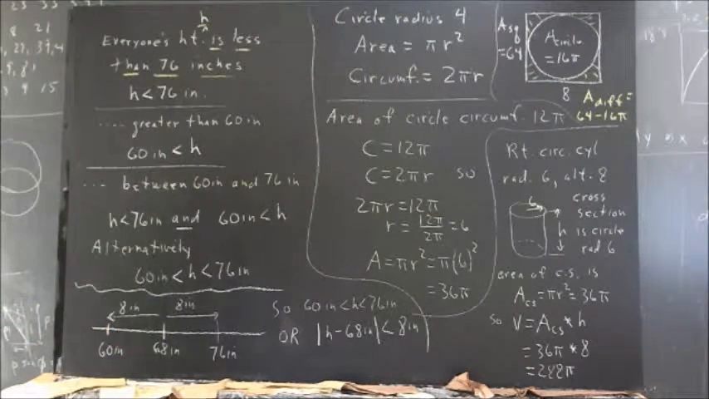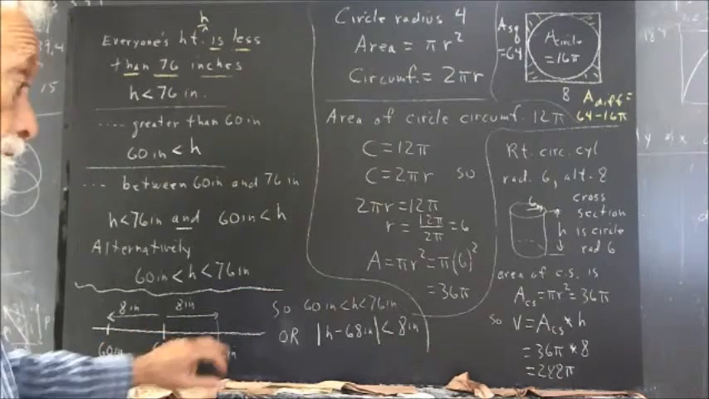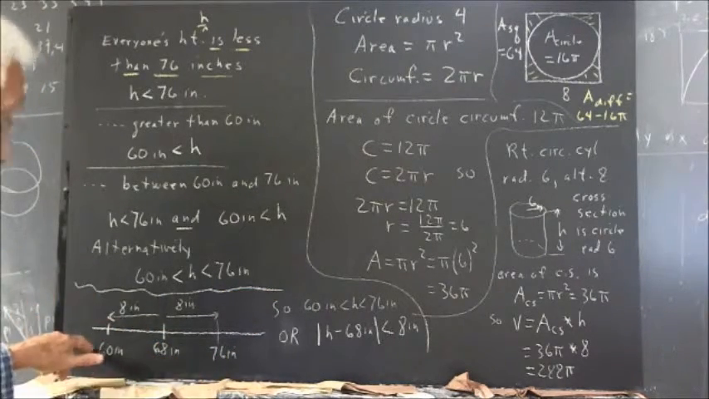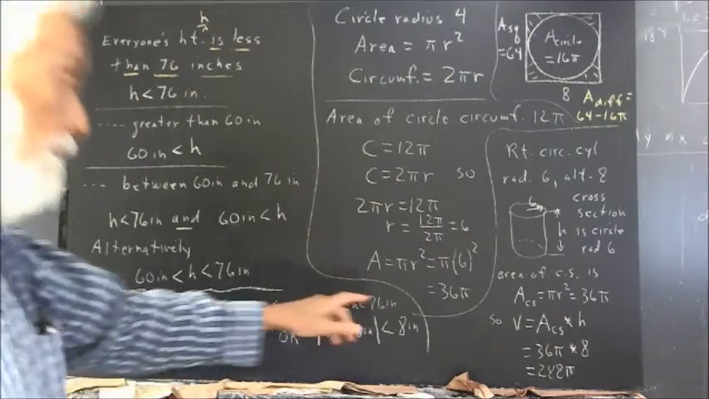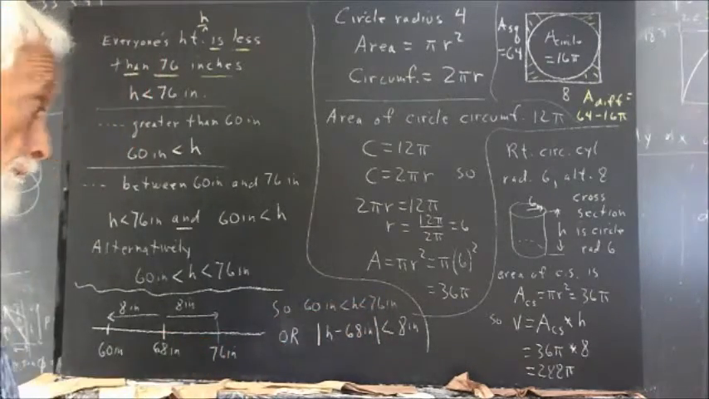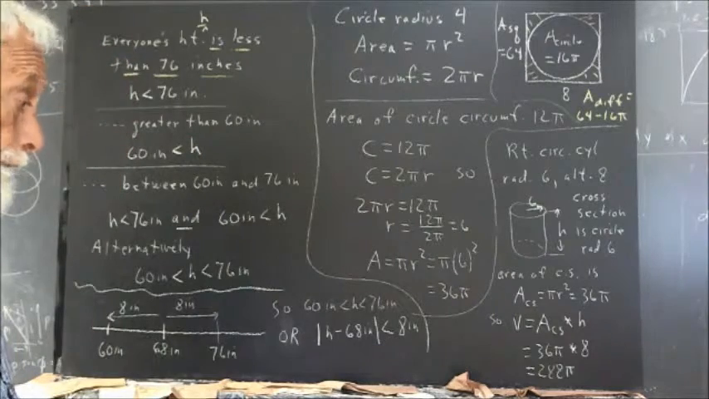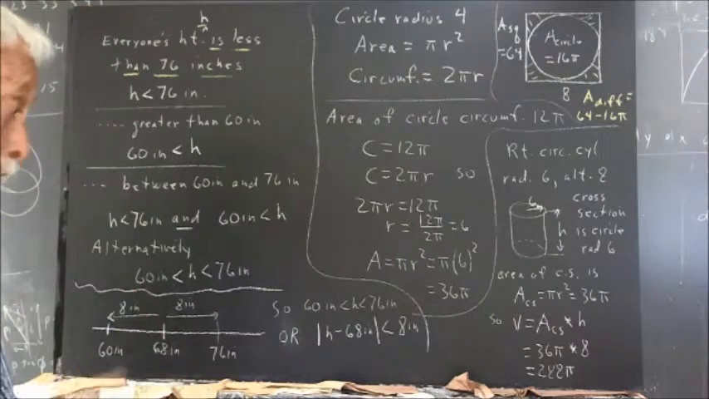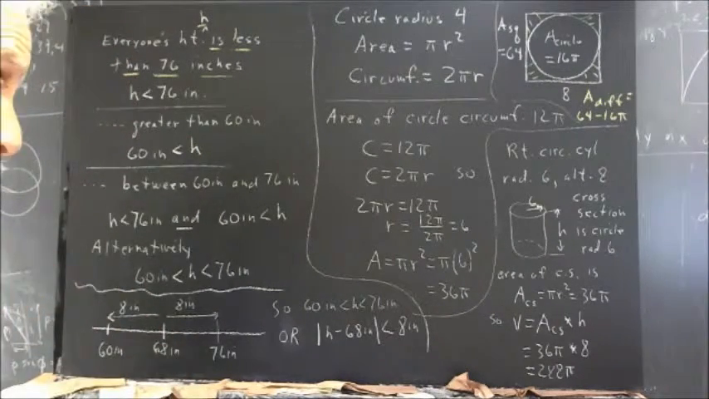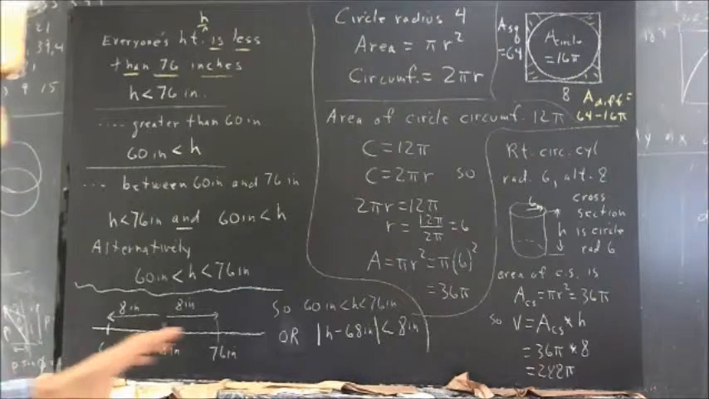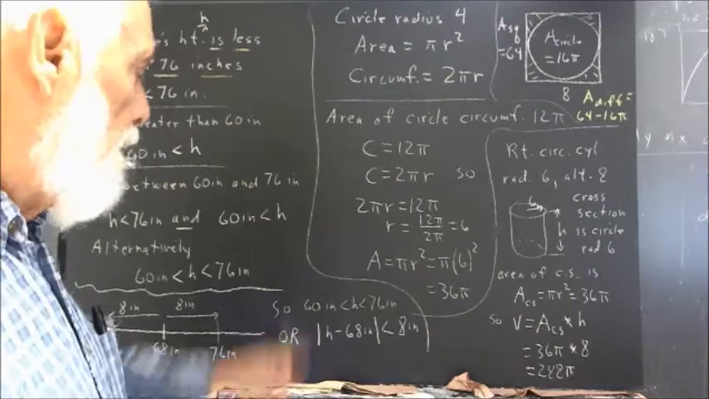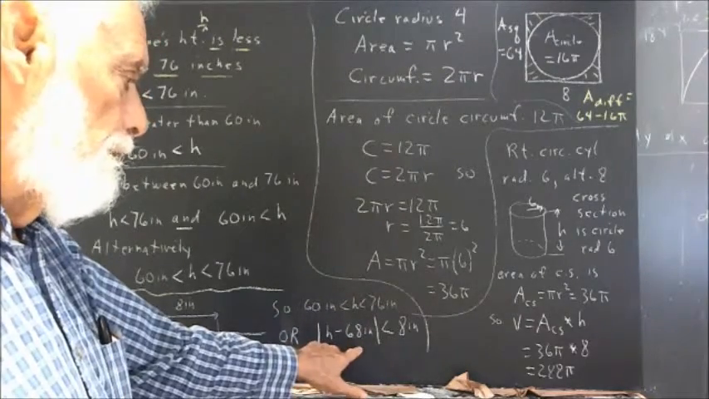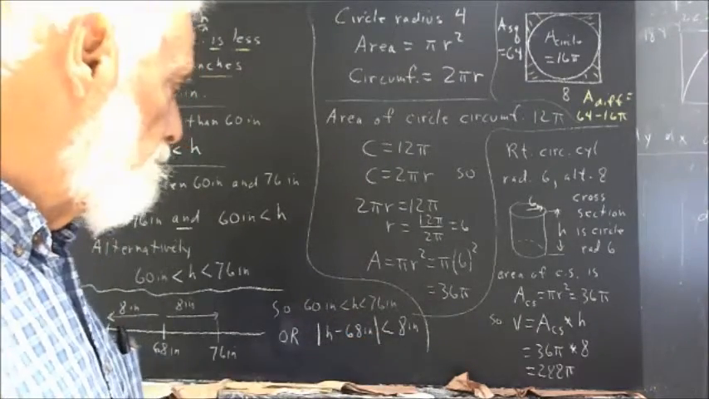So what does that say? Well, it says that h has to be between here and here, which means, again, that 60 inches is less than h, and 76 inches is greater than h. It says the same thing we were saying up here, just in different terms. Alternatively, a little more sophisticated way to say it is that the absolute value of h minus 68 inches is less than 8 inches.